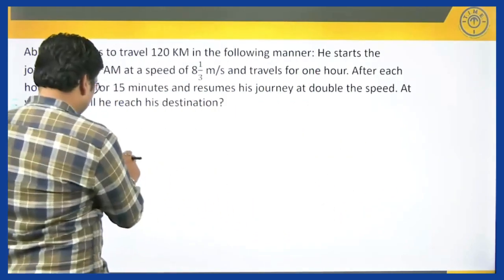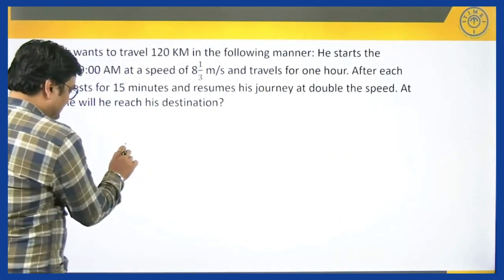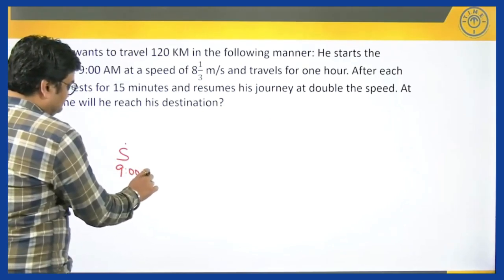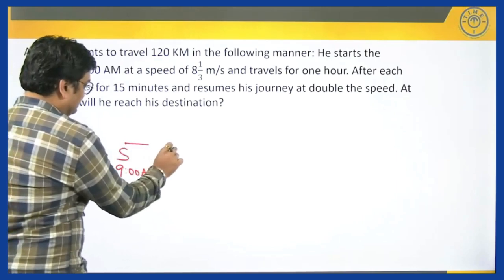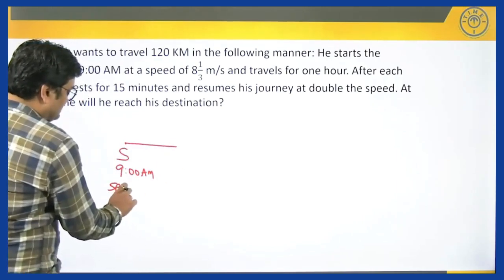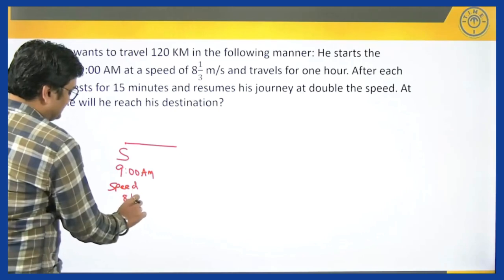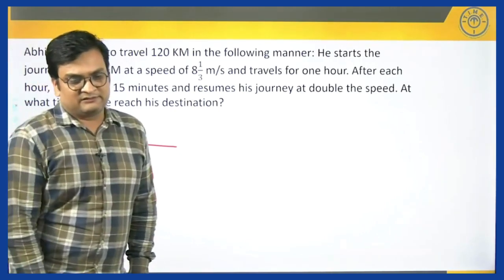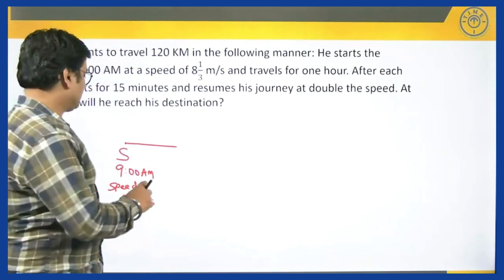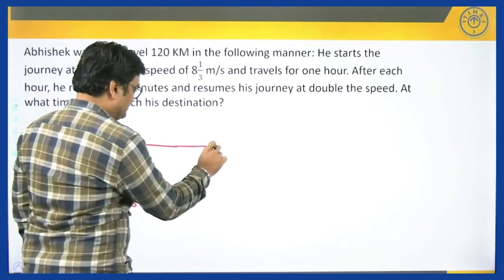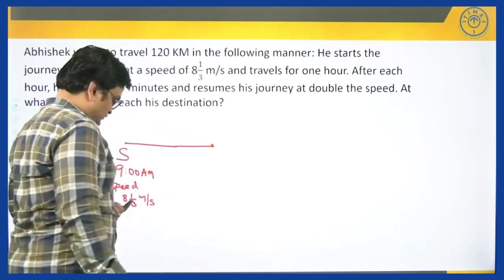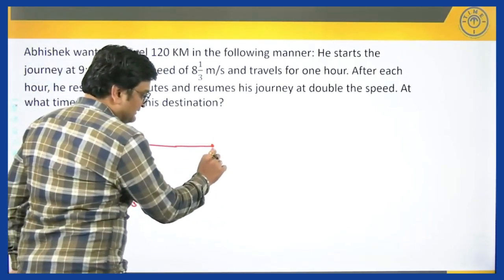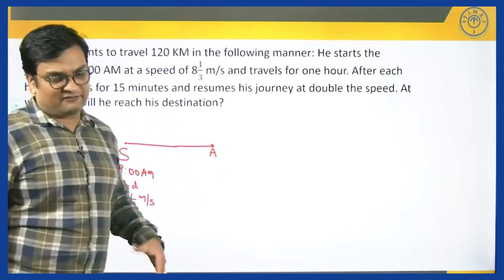So, let's say Abhishek is starting at this point, say this is S, and he's starting at 9 AM. When he started, his speed was 8 1/3 meters per second, and he travels for 1 hour. So he is traveling like this for 1 hour. Please note that the time given is in hours, so my speed cannot be meters per second, as we discussed. Let's say this is the first point where he reaches after 1 hour.